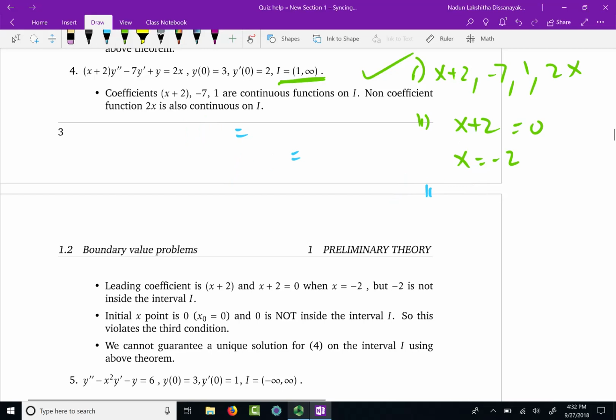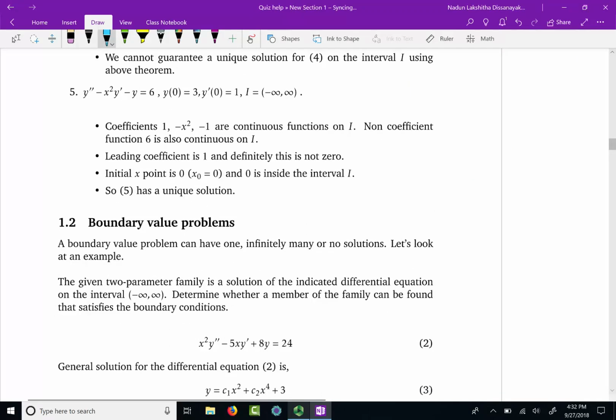Okay. All right. So let's do a final example and finish the video. Let's make a coefficient list: 1, minus x squared, negative 1, and 6. Look at them. They are the nicest functions. They are continuous everywhere. Most of them are constants. X squared is a continuous function in this interval.